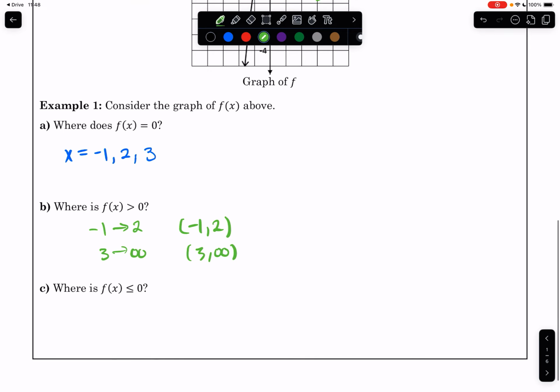The third question is asking where our function is less than or equal to 0. We know that it equals 0 at these locations, at -1, at +2, and at 3. But this part is asking where it is also going to be, equal to or less than 0. So, less than or equal to 0. To find where the function is less than or equal to 0, we know that it equals 0 at these locations, but where is it going to be less than 0?